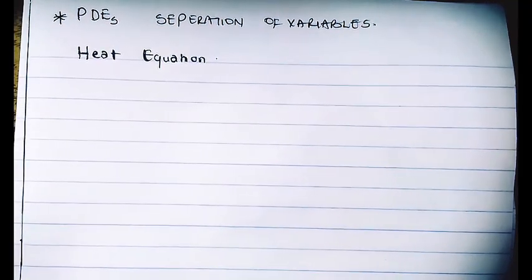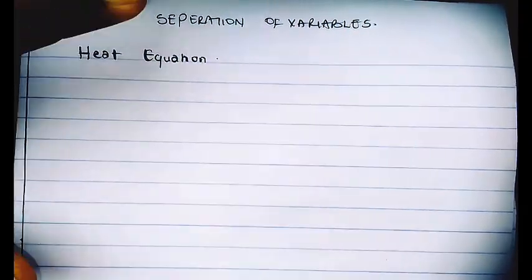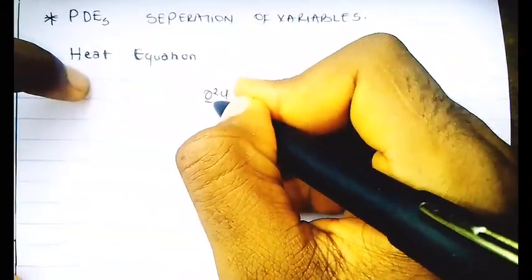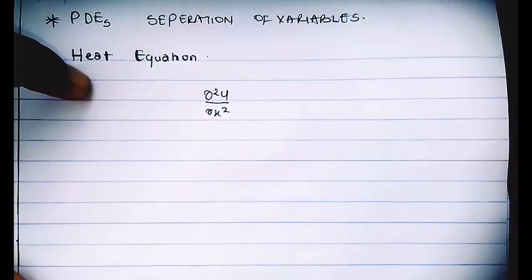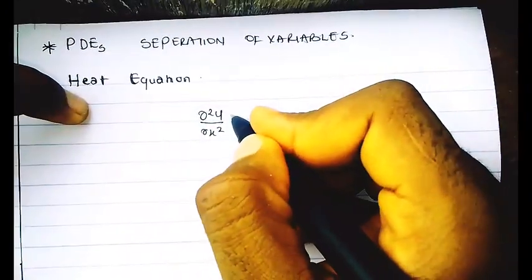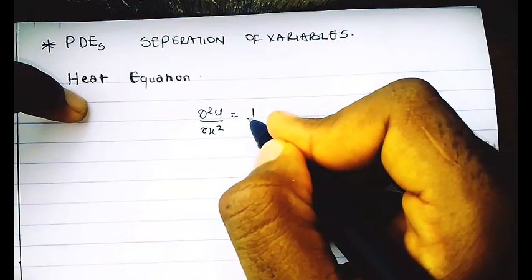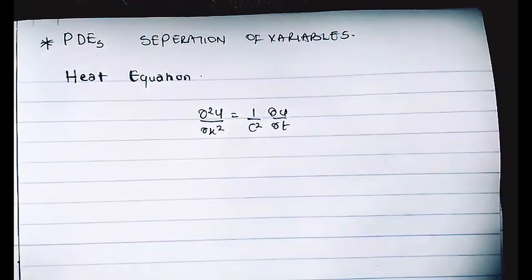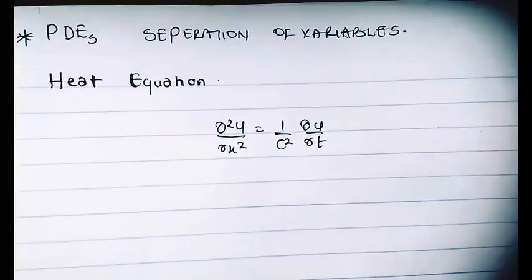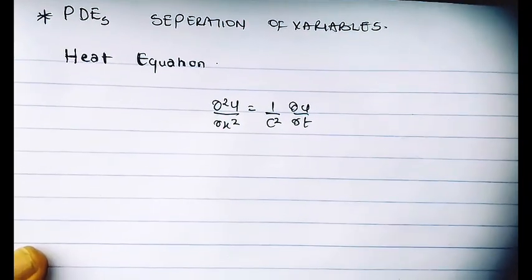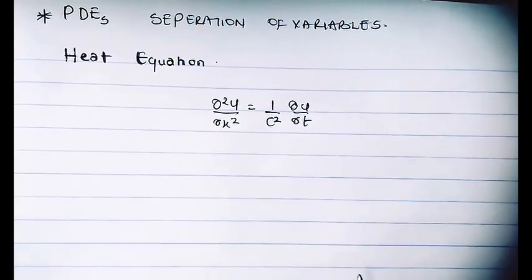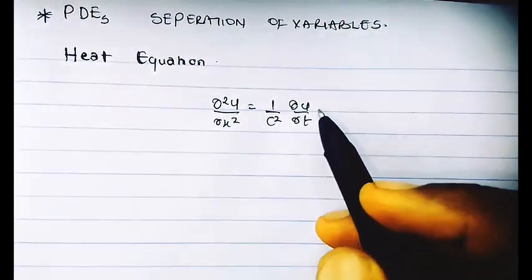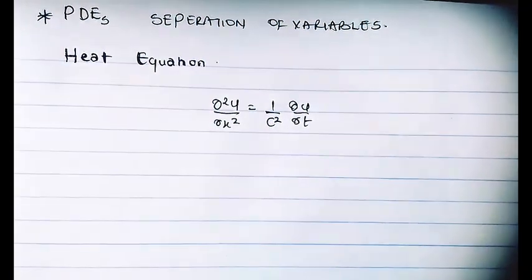Just like the wave equation, the heat equation has its own general form. The general form of the heat equation is d square u over dx square is equal to 1 over c square du dt. If you remember the last video, the wave equation had a second order derivative here. But since this is the heat equation, it will only have a first order derivative.